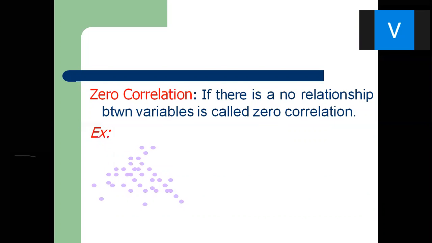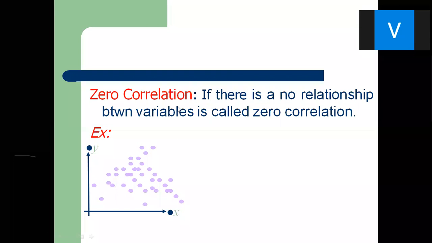What is zero correlation? If there is no relationship between the variables, it is called zero correlation. Zero means nothing will be there. So if there is no correlation between two persons, or two variables, it is called zero correlation. Can you give any example?